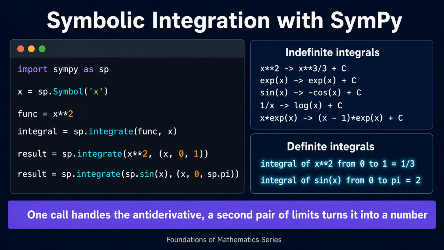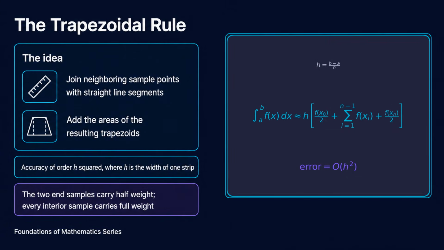It is the fundamental theorem in software. Find the antiderivative, then evaluate it at the 2 limits and subtract. But not every integrand has an antiderivative you can write down, and measured data has no formula at all. So we go numerical. The trapezoidal rule is the most basic numerical integration method.